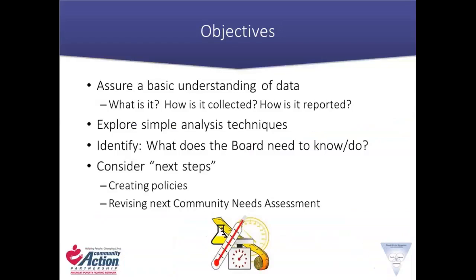We're going to explore some simple analysis techniques, so some techniques that don't require having a statistician on staff at a Community Action Agency, as we know that it often isn't possible. But these are simple analysis techniques that anyone can really engage in with their agencies. Also, we're going to identify what the board needs to know, as well as what action steps board and staff can take. And then also we're going to consider some next steps.